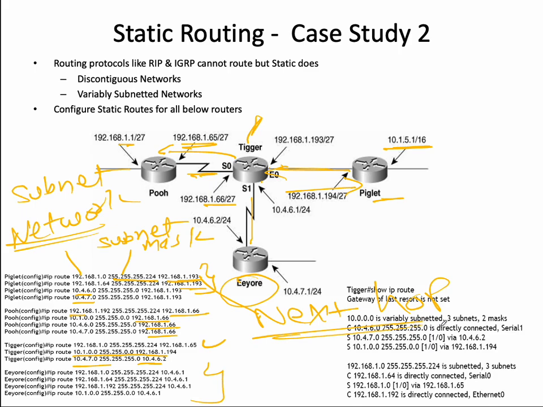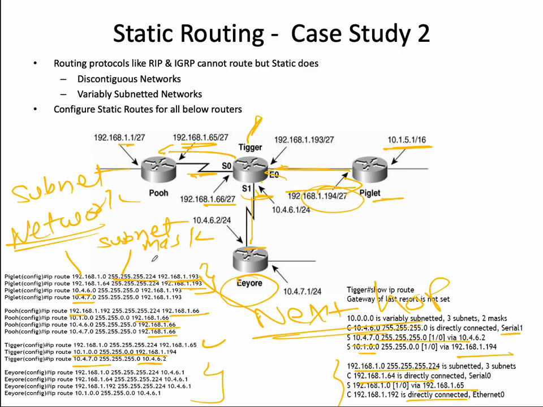10.0.0.0 is variably subnetted, 3 subnets and 2 masks, right? 10.4.6.0, 10.4.7.0, 10.1.0.0, and how it is connected. 10.4.6.0 is directly connected on this one, serial 1, and this one via 10.4.6.2, and this one via this guy, right? And in a similar way in this network, subnetted 3 subnets is directly connected via 165.